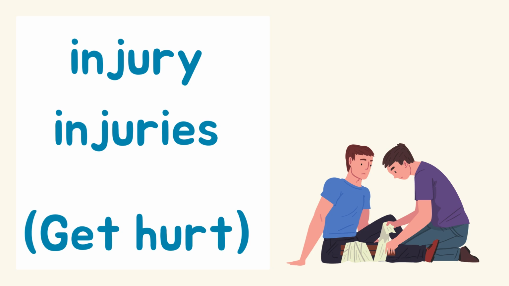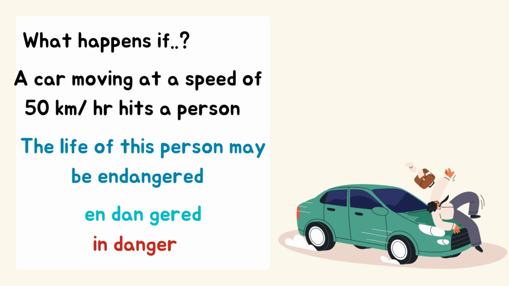Compare this with a car. What happens if a car moving at a speed of 50 km per hour hits a person? Here it is the same speed as the bicycle, but it is a car. It has more mass, so it will cause more damage. When the person is hit by a car, this person may die, or the life of this person may be endangered, as a car will cause more damage than the bicycle. Okay, so we finish this point.